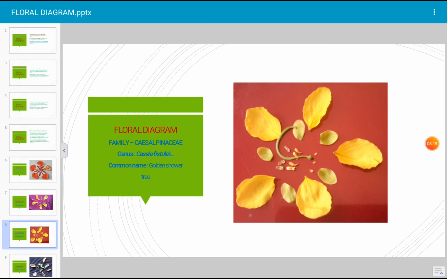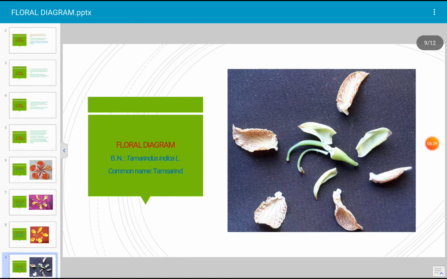In the actual floral diagram which is given diagrammatically in the books, that is correct, and the section is shown in those diagrams. Here in the photograph, we have just kept the ovary. In that, marginal placentation is there. Only one locule is there in the ovary.